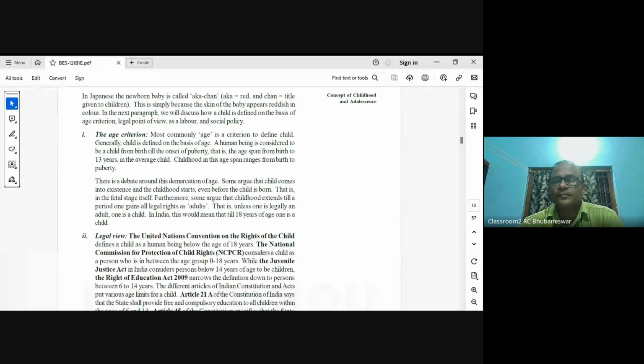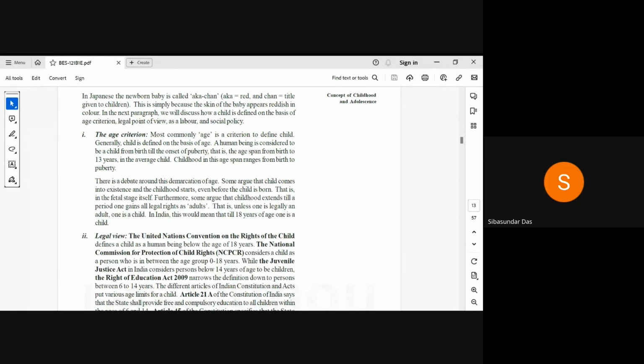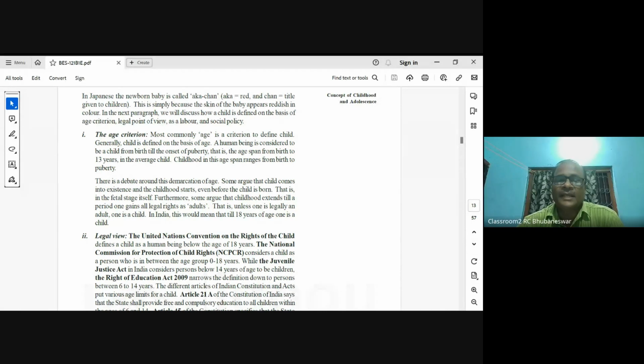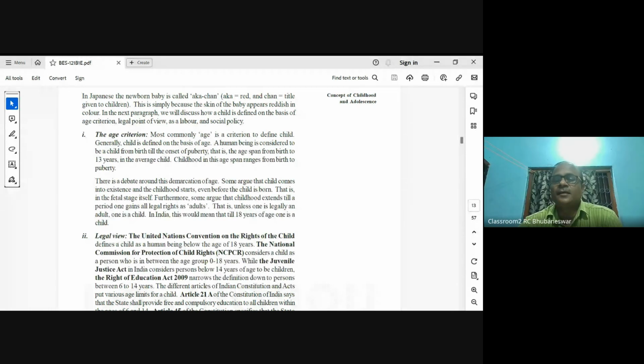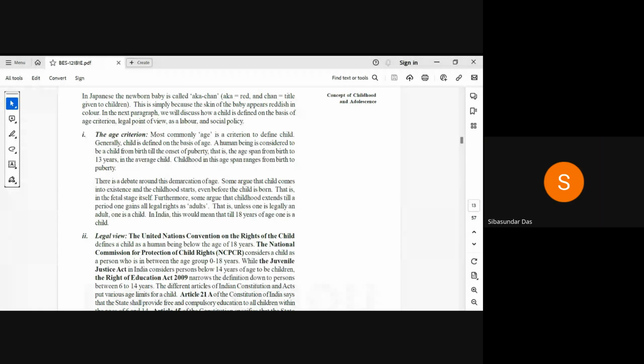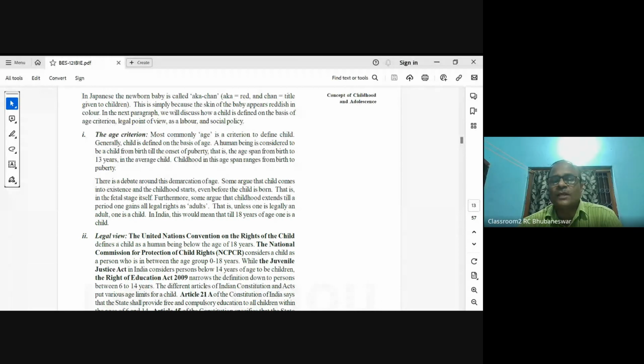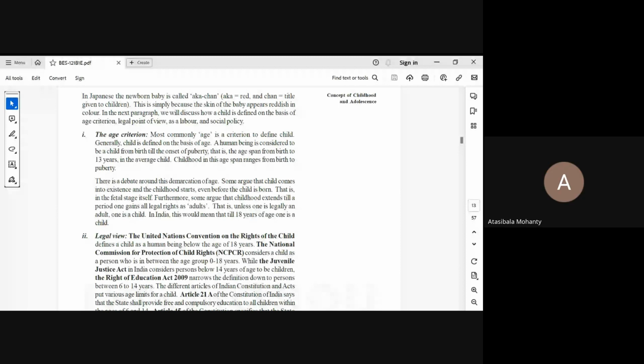The beginning age is 3, and it goes from 3 to 8. So what classes are included in the foundational stage? Sir, nursery up to class 3. Yes, from nursery up to class 3.